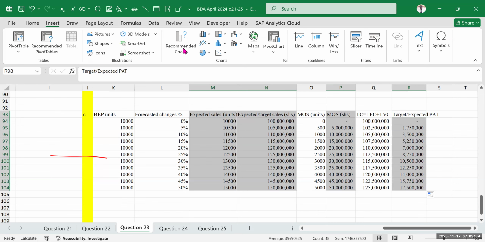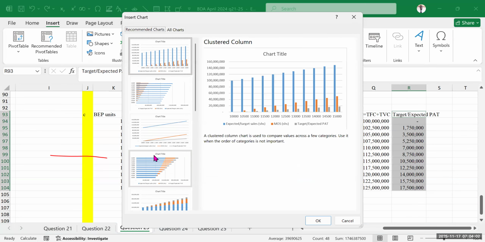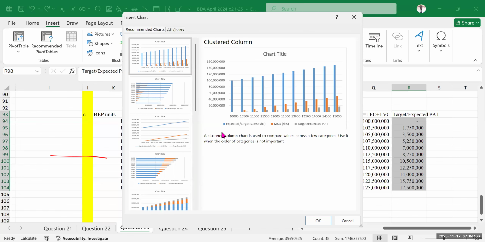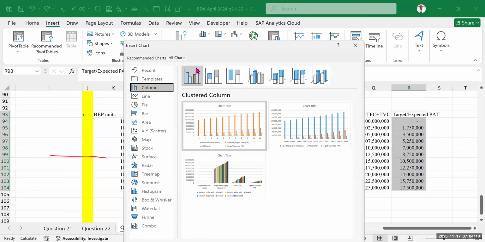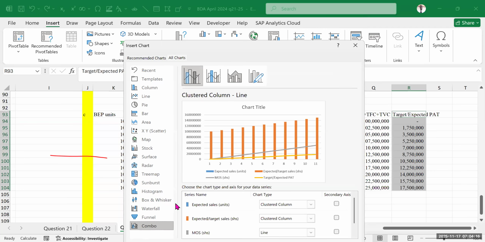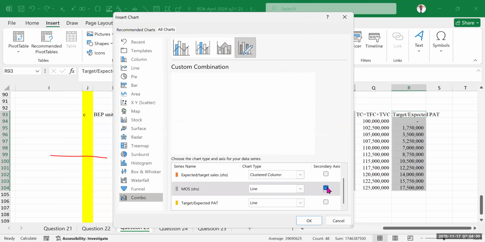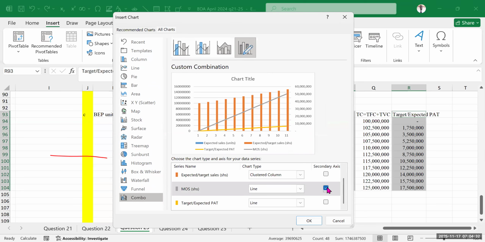Then when I go to insert and go to recommended, does it give me any recommendation of a combo? Because I have three variables and I want margin of safety to go to the secondary axis. So I will go to all charts. Then I choose combo. You see they've given me the figures. Expected sales in units, let it just remain in clustered. But margin of safety, I want it to be a line, under the secondary axis.